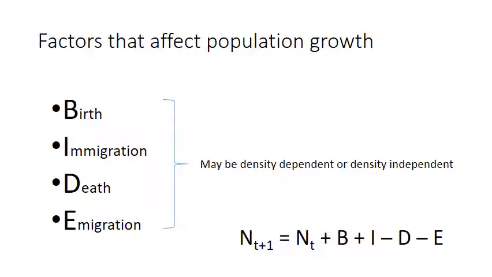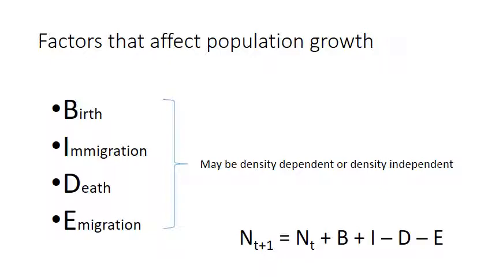In the broadest possible terms, populations change as a function of four factors: birth rates, death rates, immigration and emigration. We tend to think of those four factors as BIDE: birth, immigration, death and emigration. Some of those factors can be density dependent. Some of those factors can be density independent.